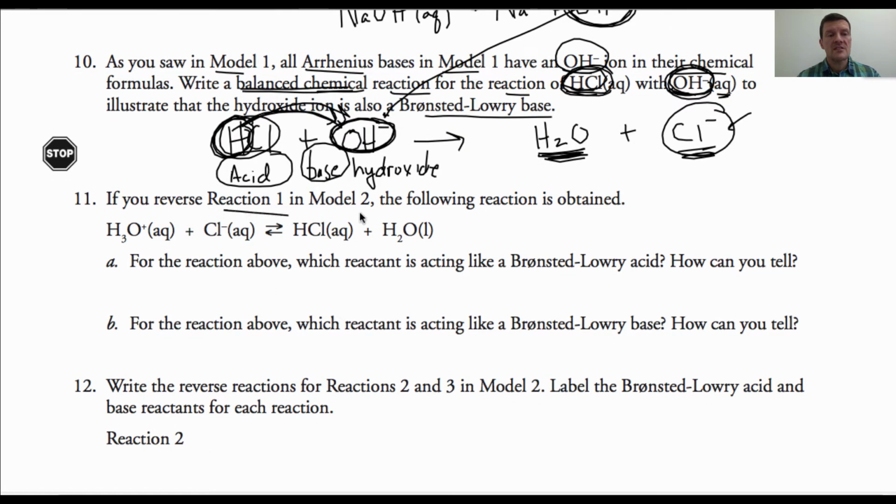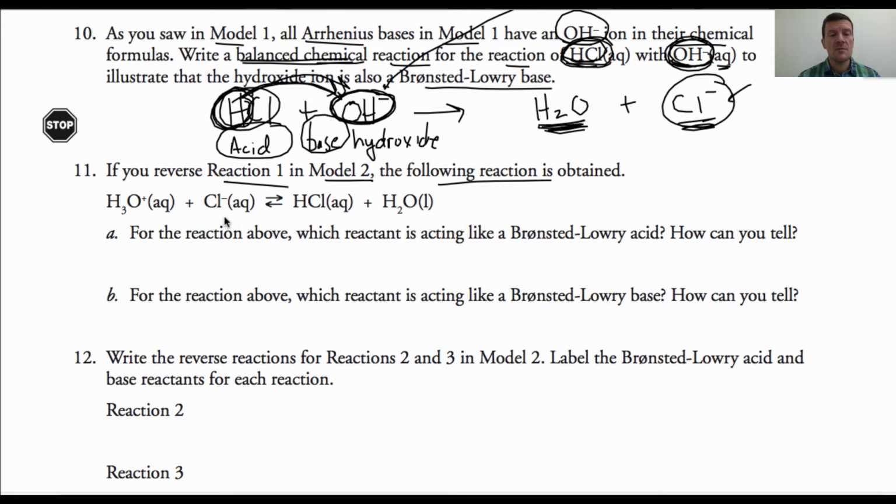If you reverse reaction 1 in Model 2, the following reaction is obtained. So this time we're going to flip it around. We've got the hydronium here, plus the Cl negative is going to create the acid and the water. By the way, double arrow, what do you think that means? Double arrow means it can go either direction. This is a reversible reaction, right? We talked about that in the previous video when we talked about equilibrium. So both directions are occurring and will continue to occur until it reaches equilibrium.